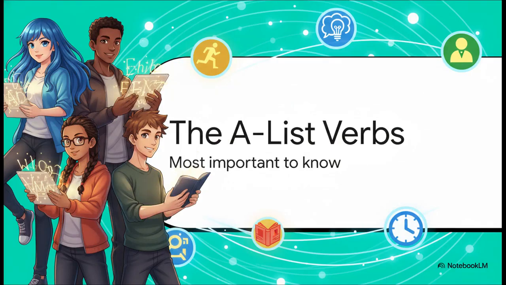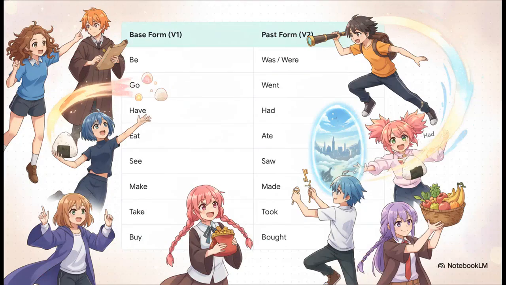Okay, so you've got the rules. But which verbs should you actually bother learning first? I mean, there are hundreds. Well, you don't need all of them right away. Let's start with the A list, the absolute VIPs that you are going to use every single day. And here they are. You're going to recognize these right away. Be becomes was or were, go turns into went, have becomes had, things like eat becoming ate, and see becoming saw. These are the heavy hitters. Master these, and you're already way ahead of the game.